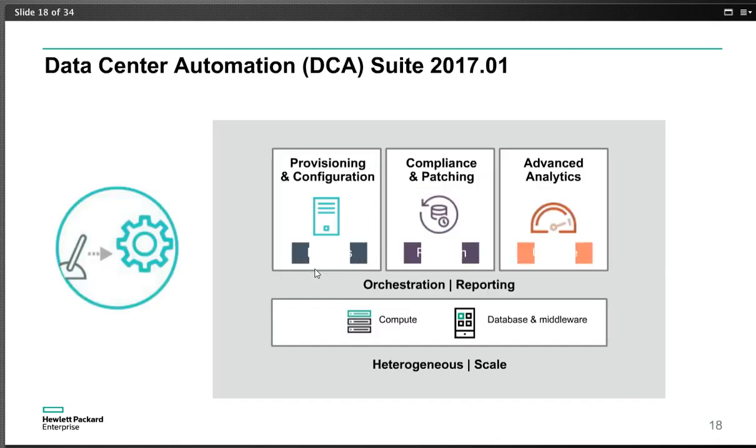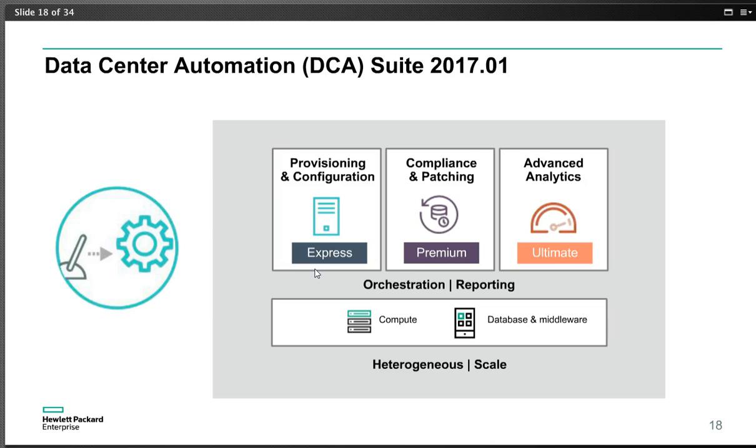Within this, Data Center Automation Suite, which we introduced a new version of in January, earlier this year, was for us a restructuring of the Data Center Automation solution that we brought to market last year as well.